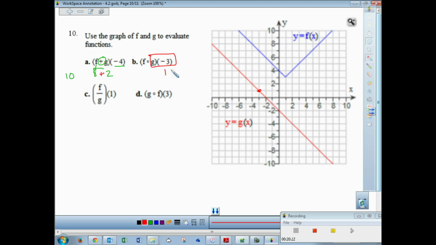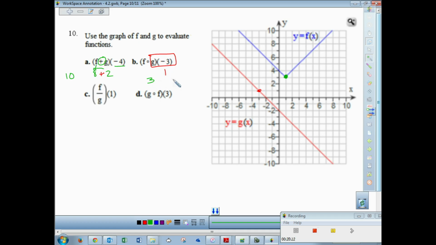I must evaluate f of what? 1. Whatever this guy spit out. So I have to go to the blue guy and figure out what's f of 1. Well, I better go to 1 and figure that guy out. What's f of 1 turn out to be? 3. The composites are the weird ones.